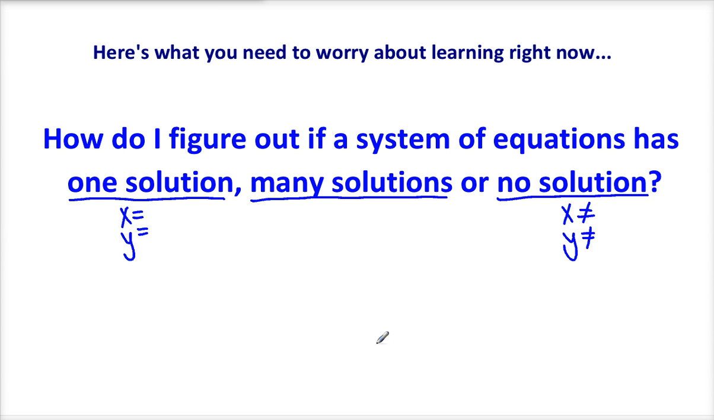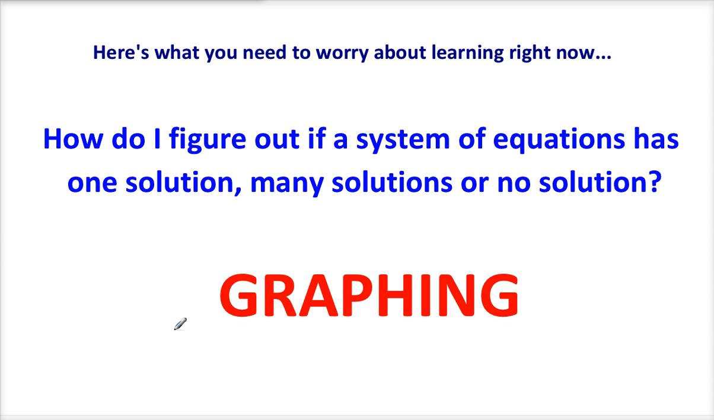So this is what we're going to be focusing on in the upcoming lesson videos and in the upcoming assignment. The key for figuring out how many solutions a system of equations has is by graphing. So we're going to be graphing equations to determine how many solutions they have. In the upcoming lesson videos, they're going to show you how to graph systems. So if you don't remember or you don't feel strong in how you graph equations, then pay close attention to how they graph, but also pay really close attention to what the graphs look like when there is one solution, many solutions, or no solution.